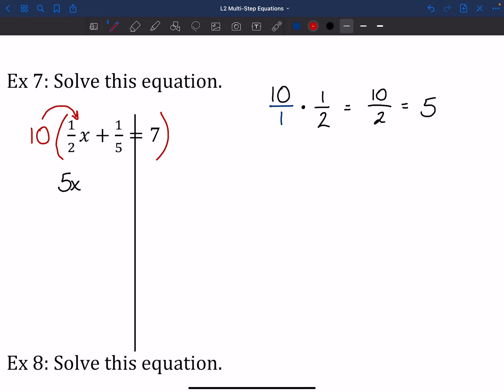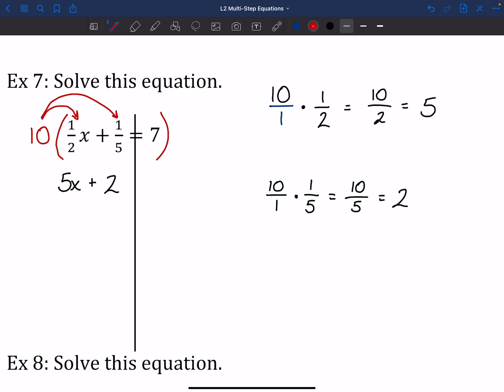Same thing with 10 times this 1/5 that we have there. So again, think about it as 10 over 1 times that 1/5. The top multiplies the top, so 10 times 1 is 10. The bottoms multiply together. 1 times 5 is 5. And then again, 10 divided by 5, we can do that. It just comes out as 2. So this is 5x plus 2 in the problem. And now we've taken care of the fractions.